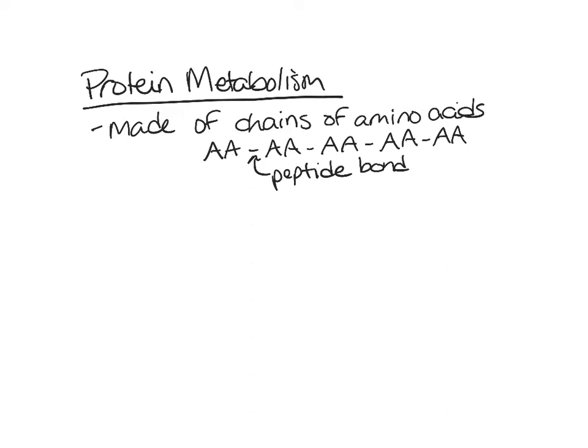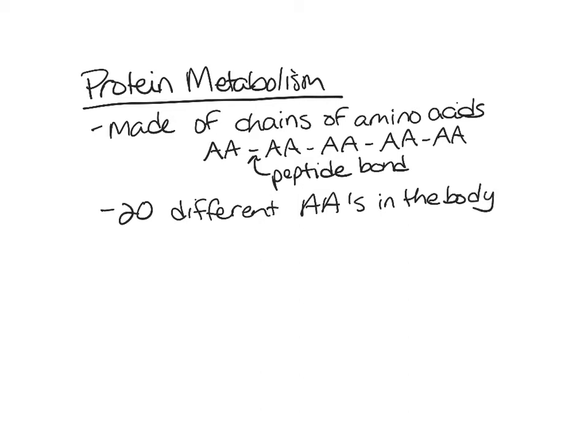There are only 20 different amino acids in your body. From those 20 different amino acids, we can rearrange them and have different lengths of them by adding more amino acids. And so just the 20 different amino acids in the body can make 100,000 to 140,000 different proteins.